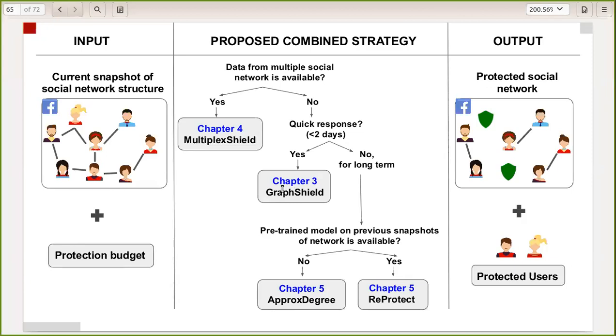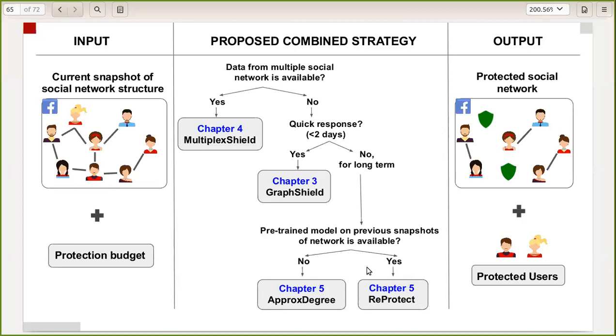So yeah, we can just use the graph shield. But if you want to train it for the long term, to handle the hoax for the future, we can use the reinforcement learning base. In reinforcement learning, we should train on the previous snapshot of the network. If we have the previous snapshot, then we can train it. So we can use the reinforcement learning base.